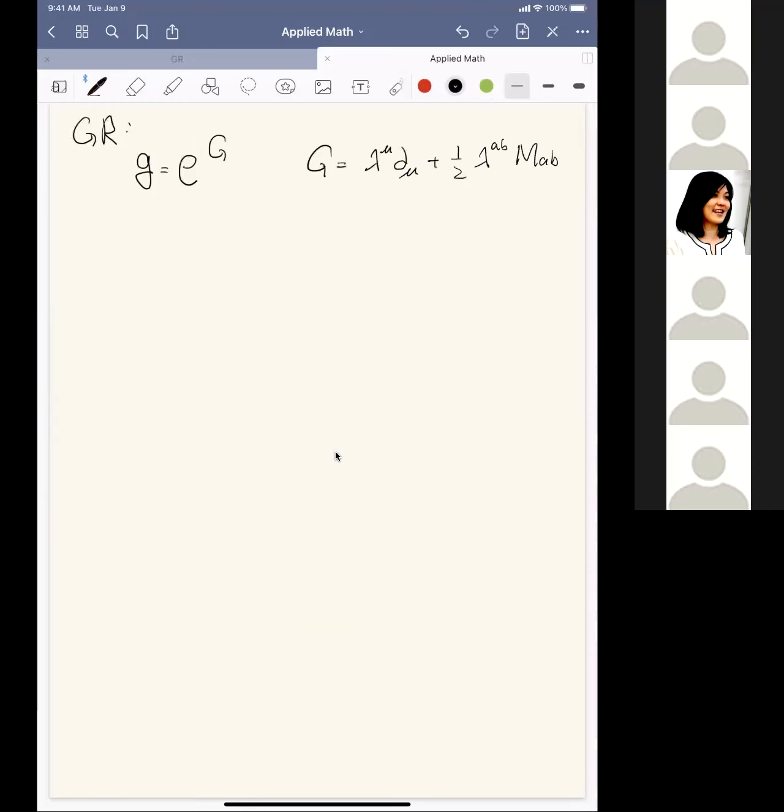Okay, so this is just the gauge transformation parameter for translation. So this is a function of x, and this is for Lorentz rotation. Okay. Now you notice that I have two different indices here. I have A, B here, and I have mu here.